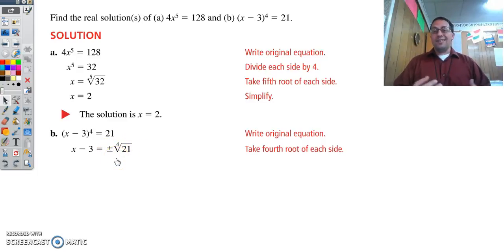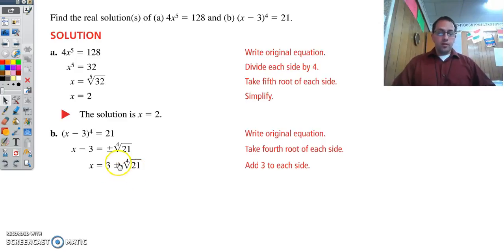Now, 21 does not have a nice, pretty 4th root, and so we're just going to leave it like this for now. We'll deal with that later. But for right now, we're going to leave it like that and get rid of this 3, because we've got to get x by itself. So we're going to get rid of the minus 3 by adding 3 to both sides. So we have x equals 3 plus or minus the 4th root of 21.